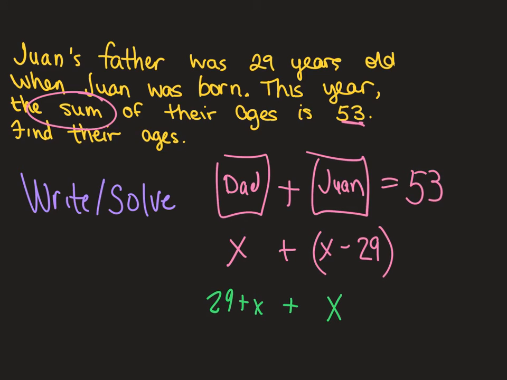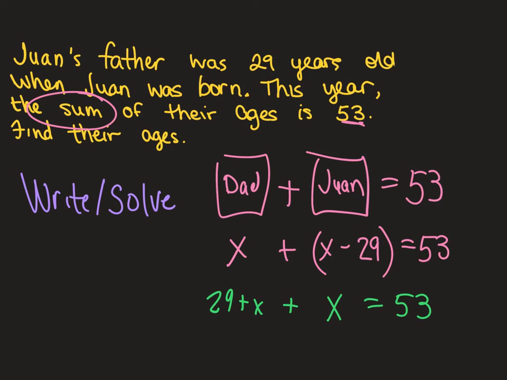Either one will work. If we do the pink answer, we're going to be finding dad, and then we can do this little math to find Juan. If we do the green answer, we're finding Juan, and we do this little math to find dad. So it works either way. Either way that you want to do it will work out. They both equal 53, so I would write equals 53.